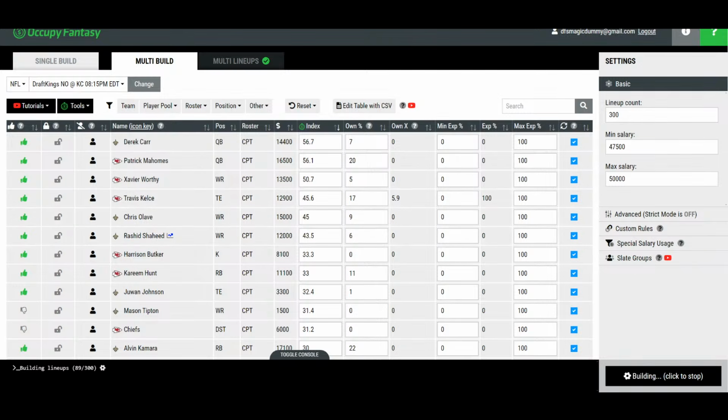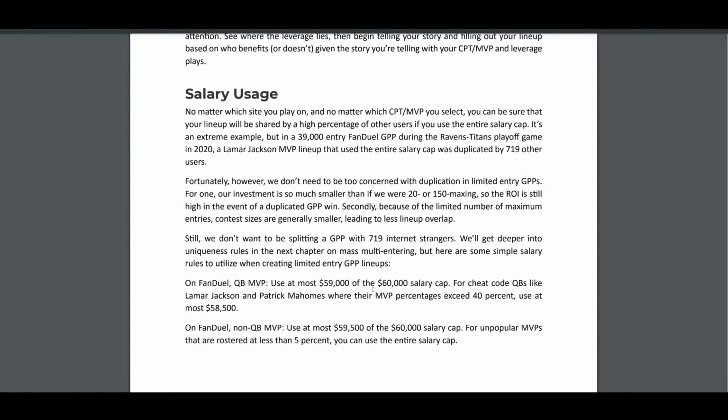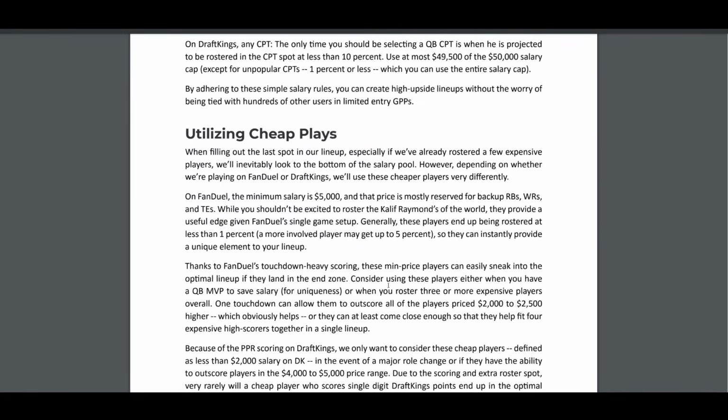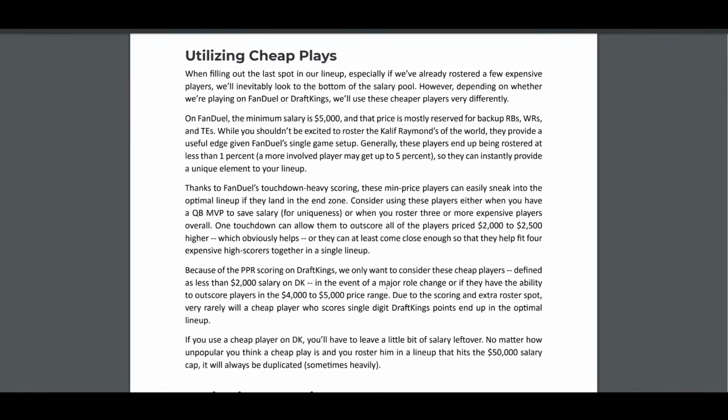I'll bring up the captain spot just so you guys, if you don't have it, can read a page or two for free. Here's about cheap plays, so you can read about cheap plays. Now we wait for the builder to build 300 lineups. Let's check back.